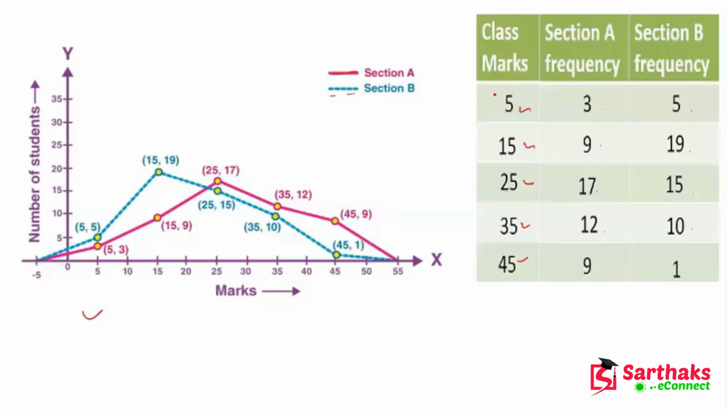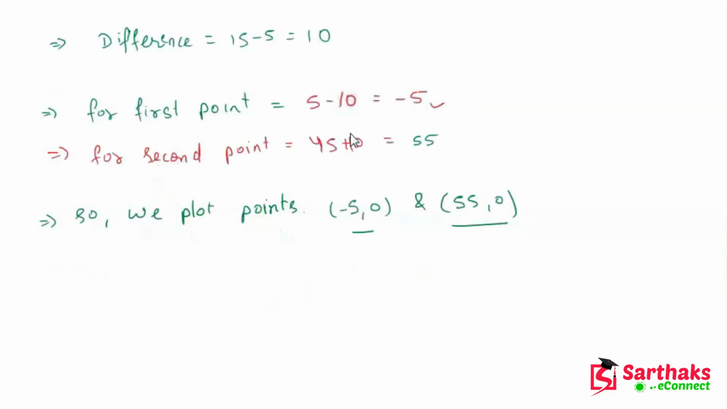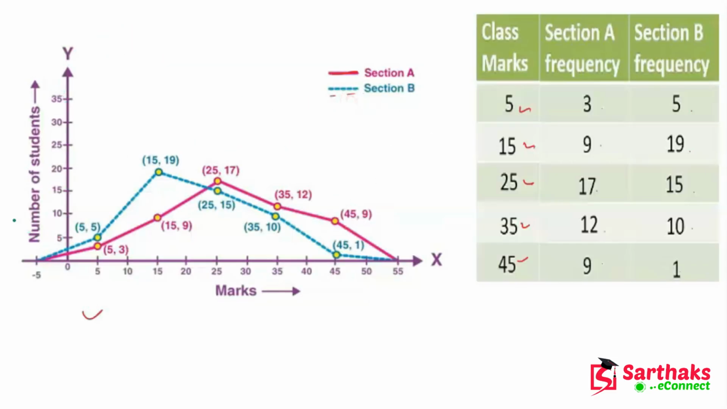Now first of all we have to plot the point minus 5 comma 0. So here you can see in the graph, minus 5 comma 0 is on the negative x-axis. Now we have to start for section A. So here the point is 5 comma 3.